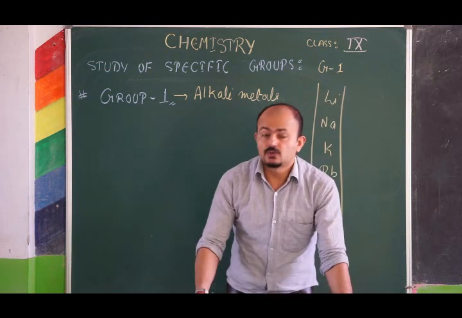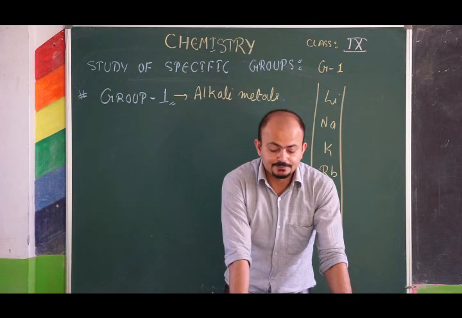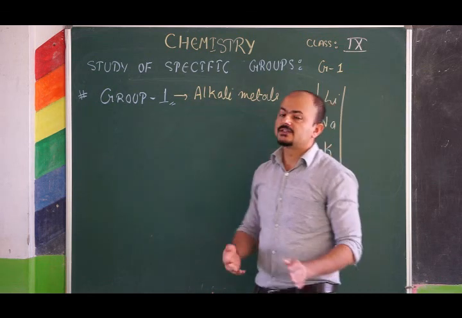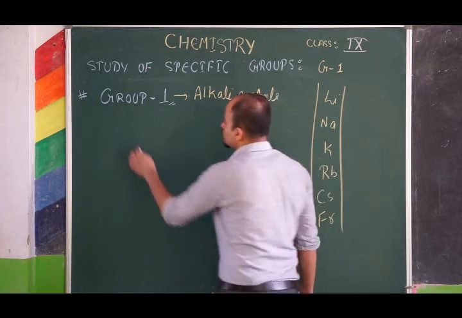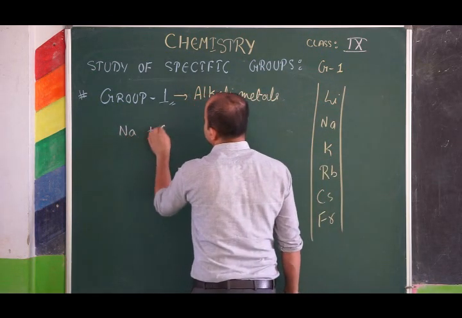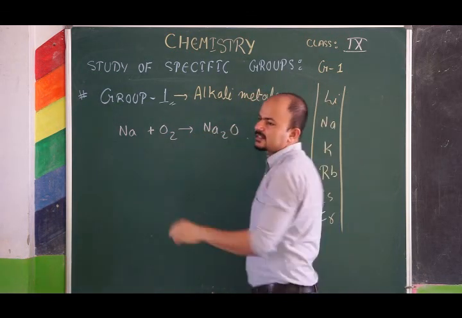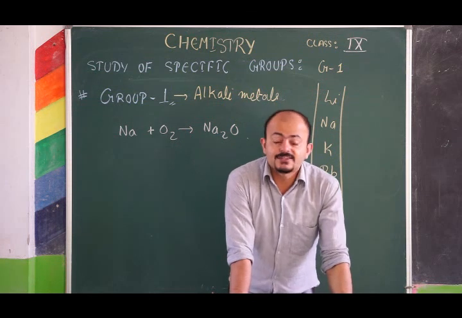Now, if it is giving its electron to others, it can act as what? It always acts as a reducing agent. Please remember. Action with air: whenever these metals react with oxygen, they always form metal oxides. Like if you have sodium reacting with oxygen, then you form sodium oxide. Balancing part I have already taught you. Please balance this equation.